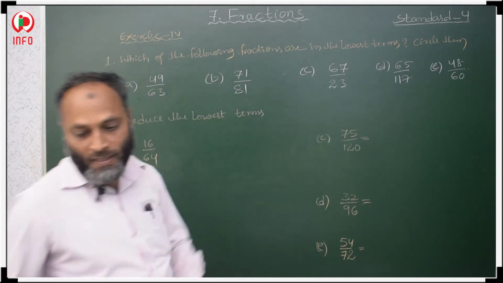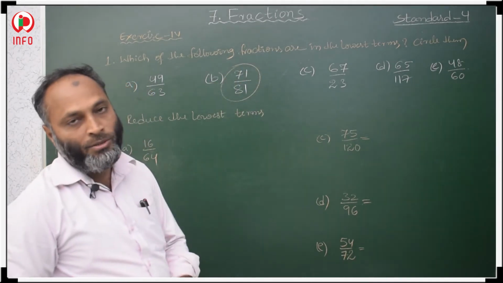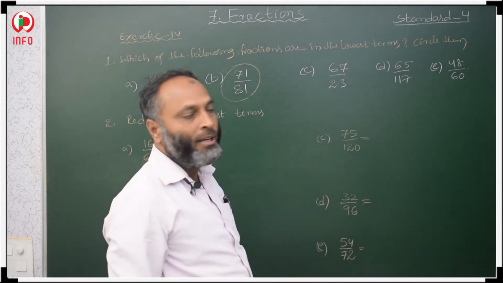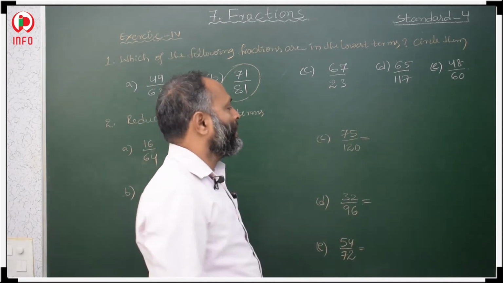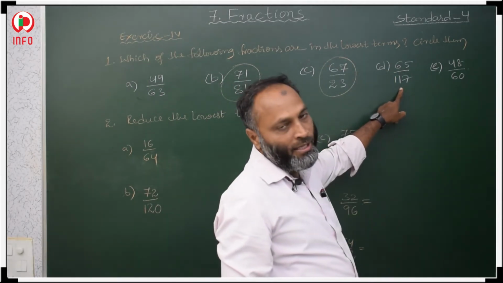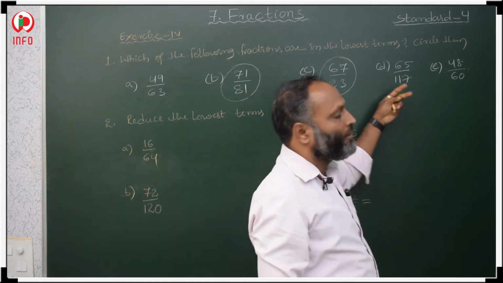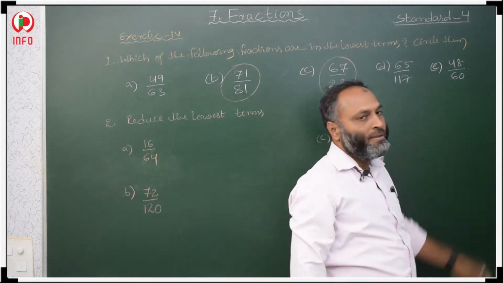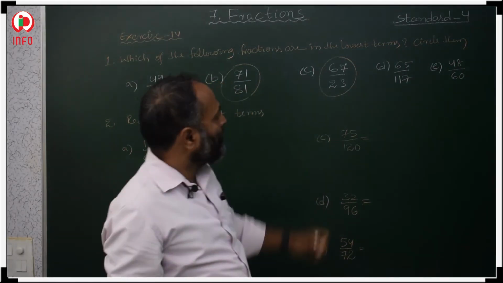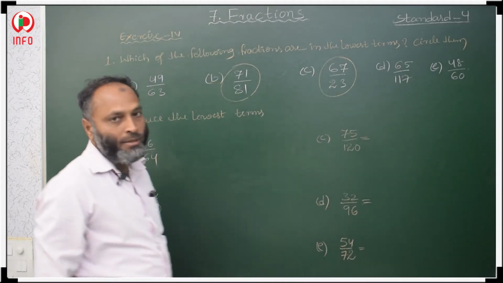71 by 81, these are in lowest terms, they do not have any common factor, so they are in simplified form only, lowest terms. 67 by 23, 23 is a prime number, it is in lowest terms. 65 by 117, this is divisible by 13, so it is not in lowest terms. 48 by 60, these two are divisible by 12, they have common factor 12, so they are not in lowest terms. Only these two are in lowest terms.